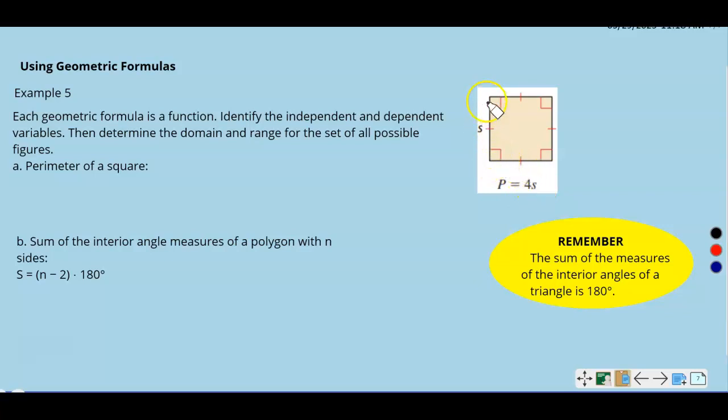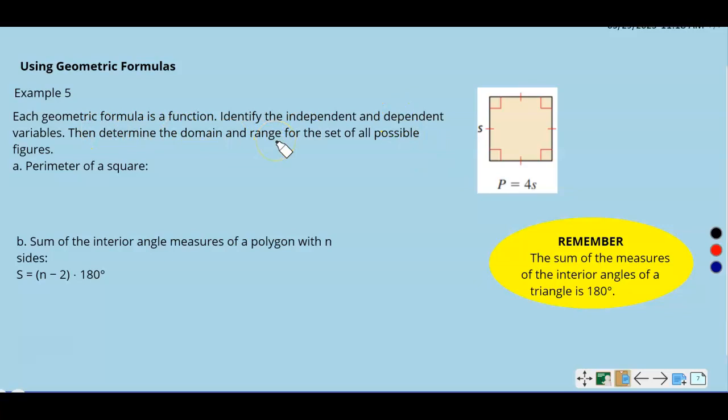Your side length can be any length. As long as all the sides are the same length, it's a square. The side length can be 2 inches, 3 inches, 5 feet, whatever. So S would be your independent variable. Side length is your independent variable, and P, the perimeter, depends on how long the side is. So S would be independent, P would be dependent.